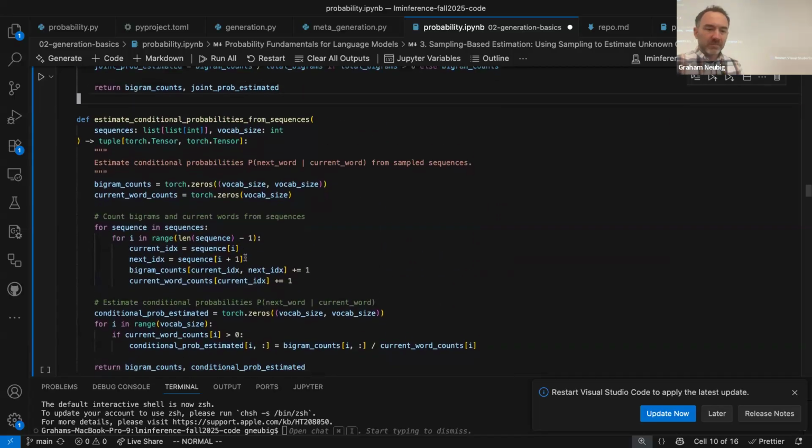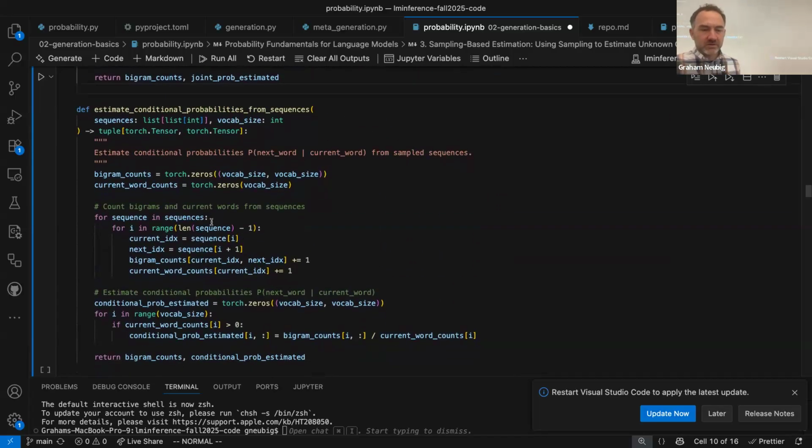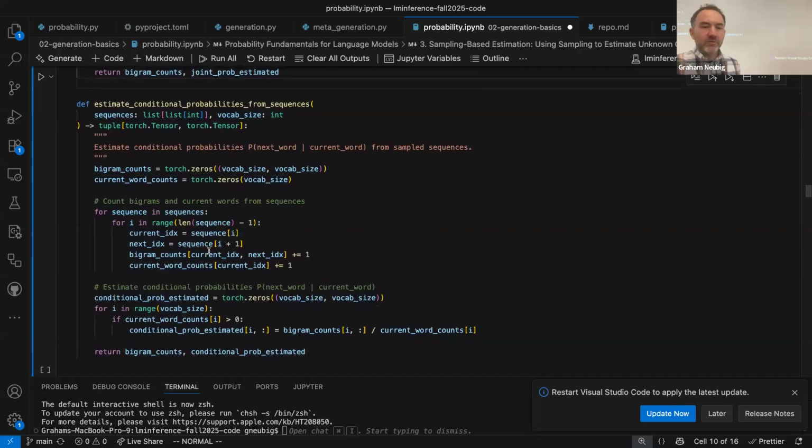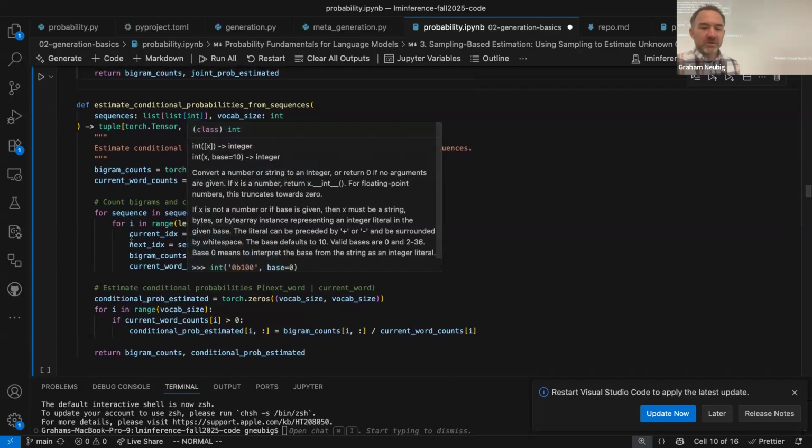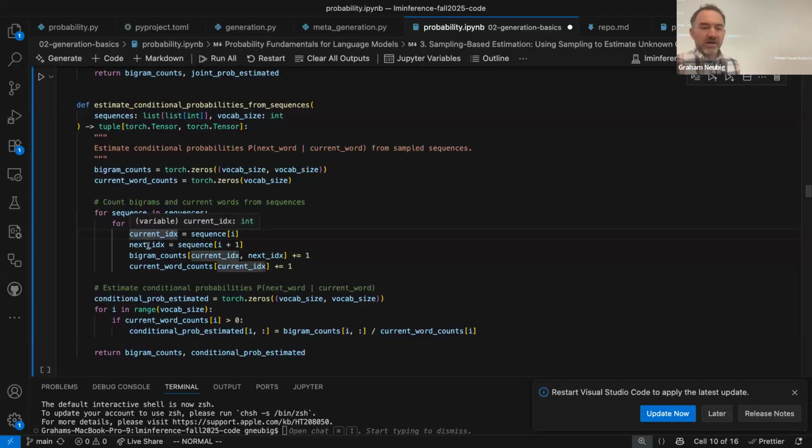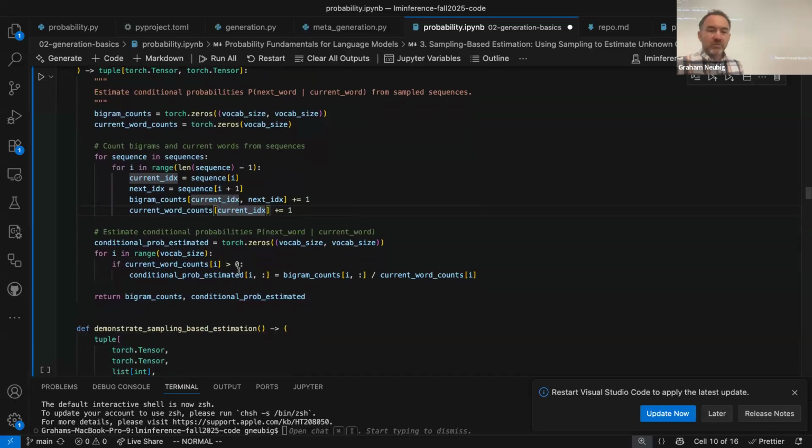So yeah, sorry, actually maybe just to rewind a little bit. The way we can estimate a conditional probability from a sequence is we look at the current ID, we look at the next ID, we calculate the bigram count, we calculate the count of the first word in that bigram, and then we can calculate the conditional probability by dividing the bigram count by the current word count. So basically calculate this without the X in the bottom.